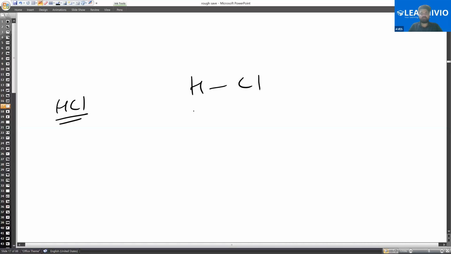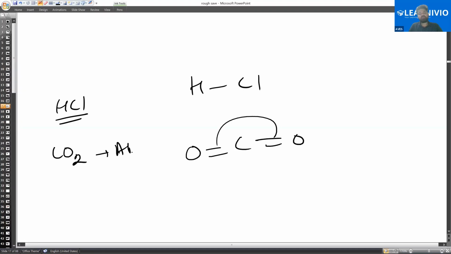So it can be only a straight line, HCl. But if I'm writing CO2, carbon dioxide, then C double bond O, so it should be linear. Means it is AB2 type. AB2. Okay. AB3 molecule will have a shape like, it could be trigonal.